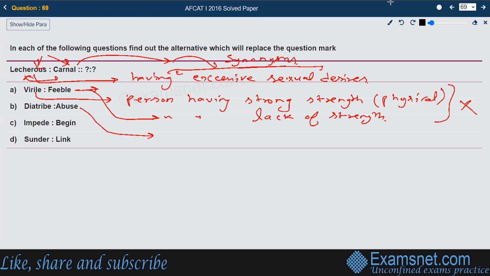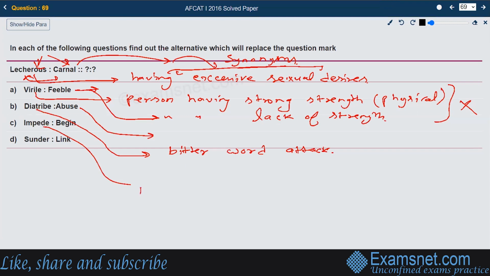Now the word abuse. Abuse means to say bad words to someone. The word diatribe has a similar meaning, that is a bitter verbal attack. So this seems to be the right answer. Bitter word attack, and abuse also means saying bad words to someone. Let us see the other options as well.